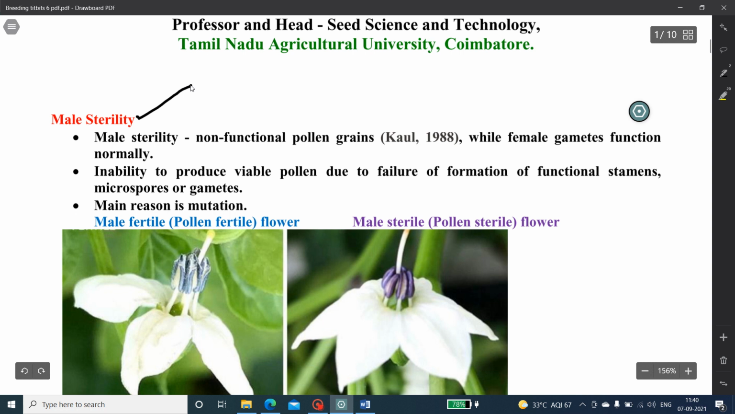This is a non-functional pollen grain in the female parent, a term coined by Cowell in 1988. In other words, it is the inability to produce viable pollen due to failure of formation of functional stamens, microspores and gametes. And the actual reason for this male sterility is mutation.